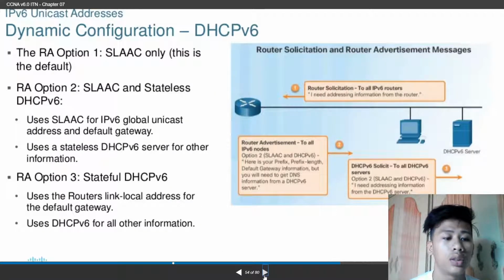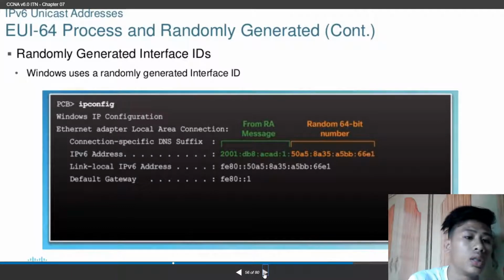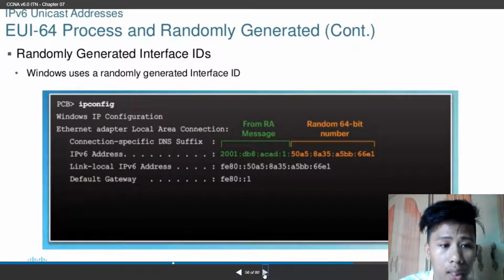Dynamic configuration can also use a stateless DHCPv6 server for other information. The interface ID is randomly generated. Windows uses a randomly generated interface ID.